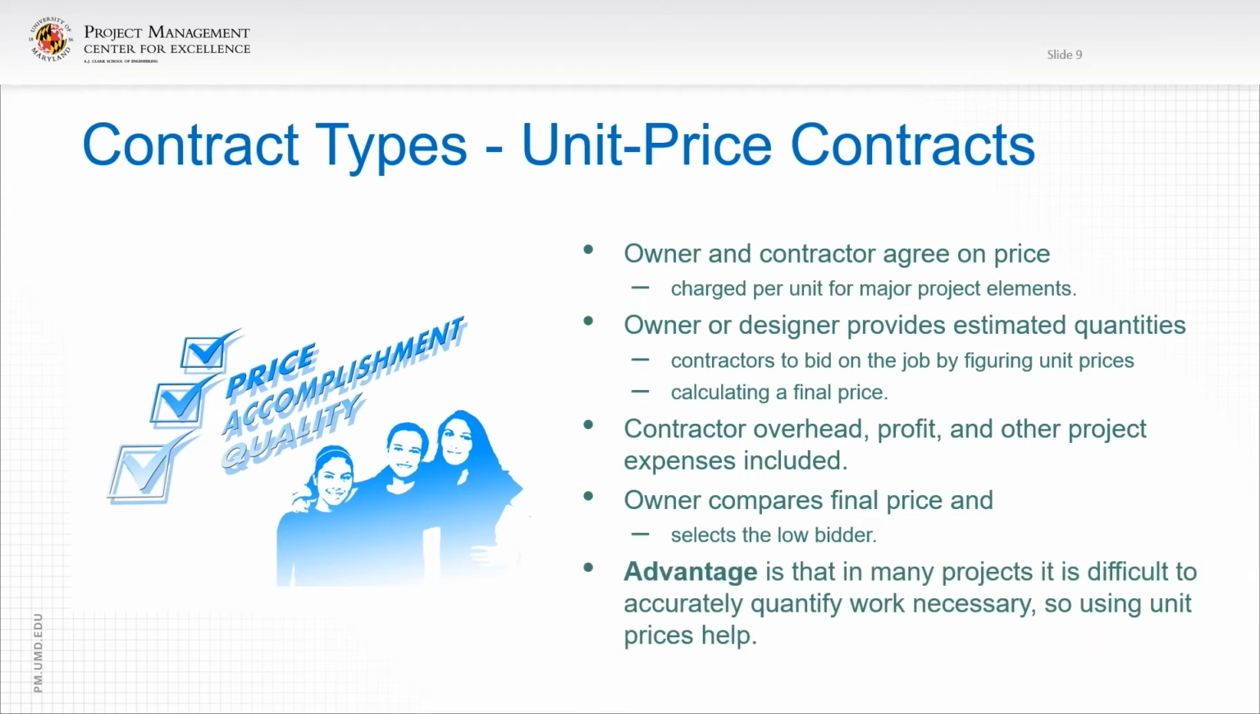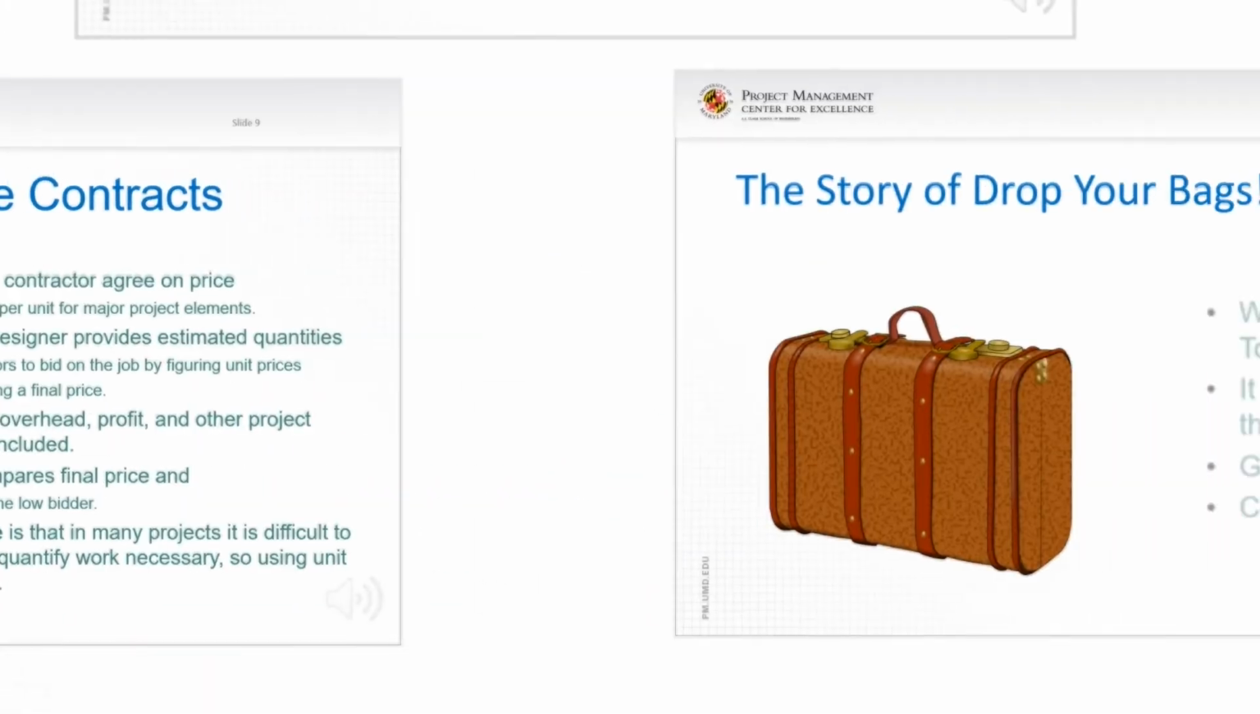And the advantage is that in many projects, it is difficult to accurately quantify work necessary, so using unit prices helps. For example, if there's a contract and it's strictly excavation and it's earth and rock, you come up with an estimated quantity of rock and an estimated quantity of earth, and then the contractor submits unit prices. You do need to keep track of actual quantities excavated, and then a final price can be determined.